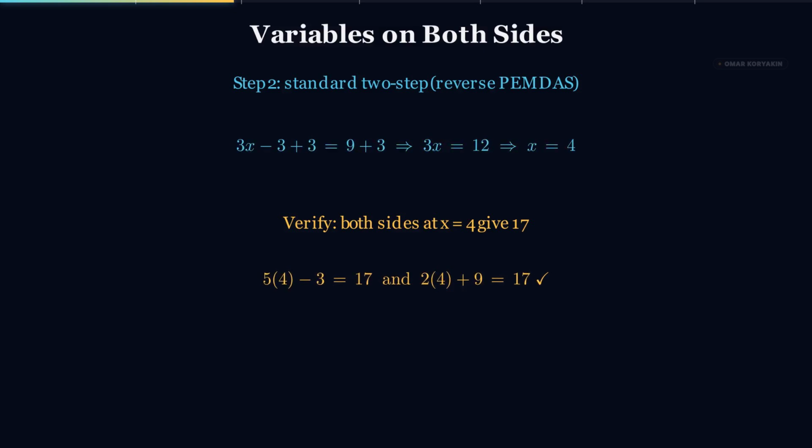Verify by substitution: 5 times 4 minus 3 equals 17 on the left, and 2 times 4 plus 9 equals 17 on the right. Both sides equal 17, so x equals 4 is the solution.